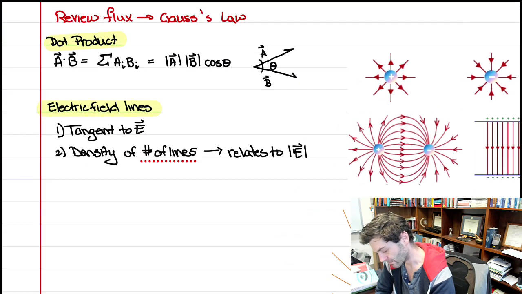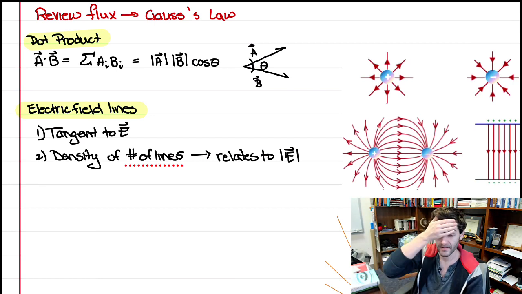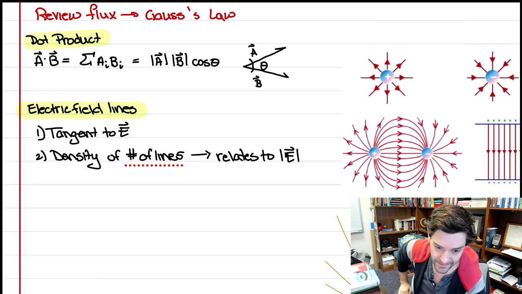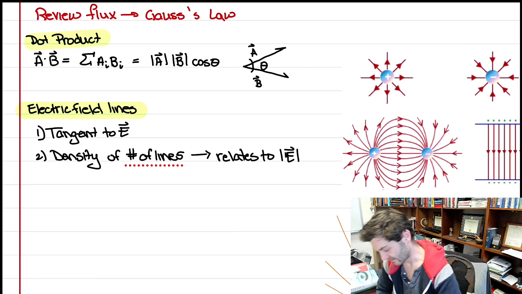So there are two rules I just stated, that when you're drawing electric field lines, they must be tangent to the electric field vector. And the density of the number of lines relates to the electric field.